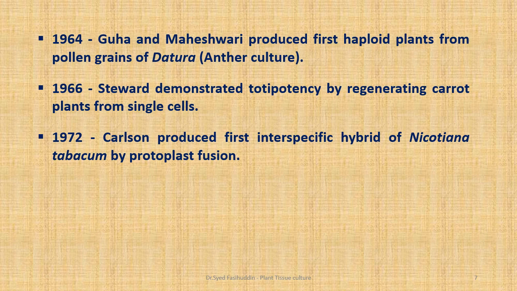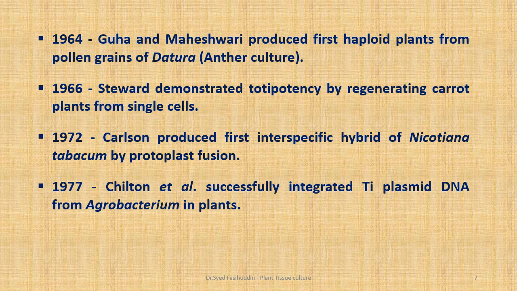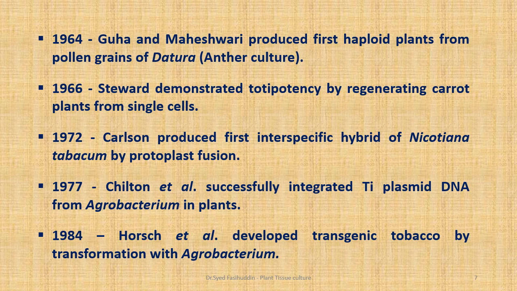In 1977, Chilton and others successfully integrated Ti plasmid DNA from Agrobacterium in plants. In 1984, Horsch and others developed a transgenic tobacco by transformation with Agrobacterium.